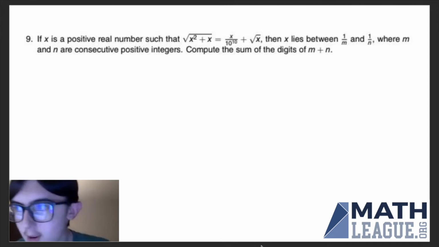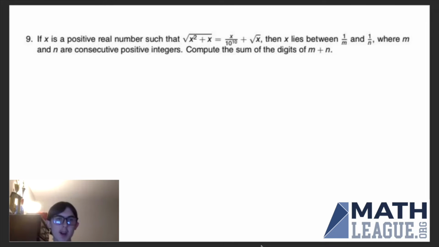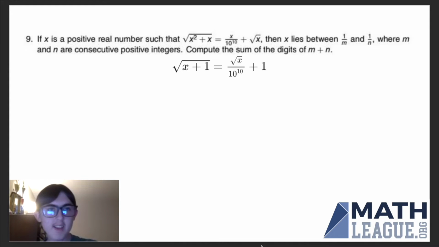I'm going to walk through how to do team 9. So the first step, since it's square roots on both sides, we're going to end up needing to square it. However, that could get kind of messy. So since all the terms have an x in them, we can start out by dividing both sides by the square root of x. That gives us that the square root of x plus 1 is 1 more than the square root of x divided by 10 to the 10th.